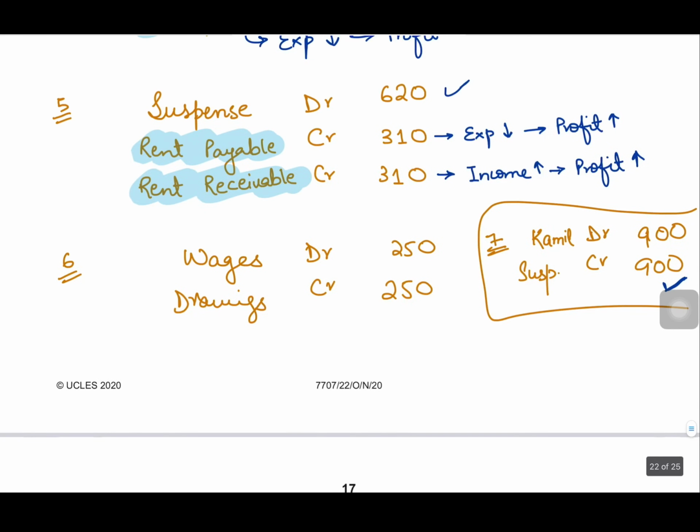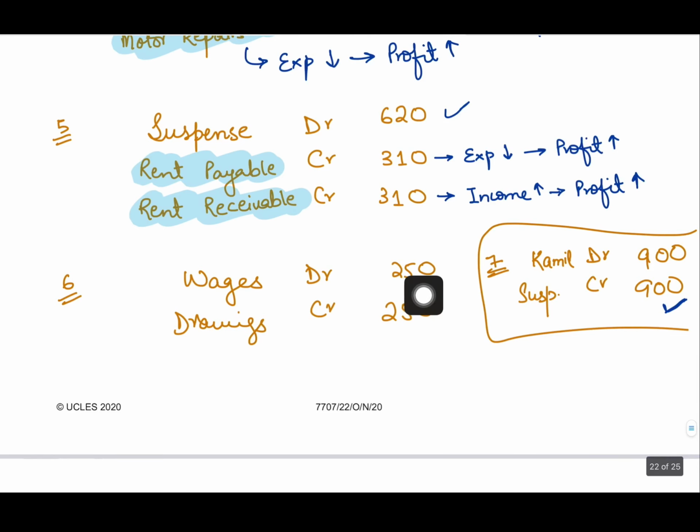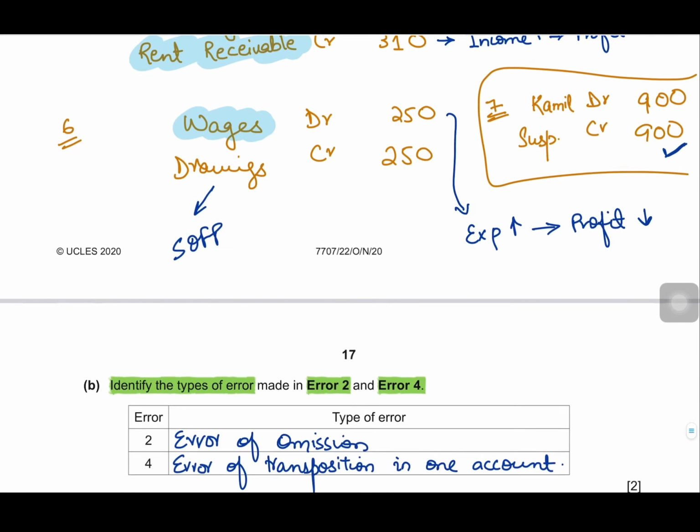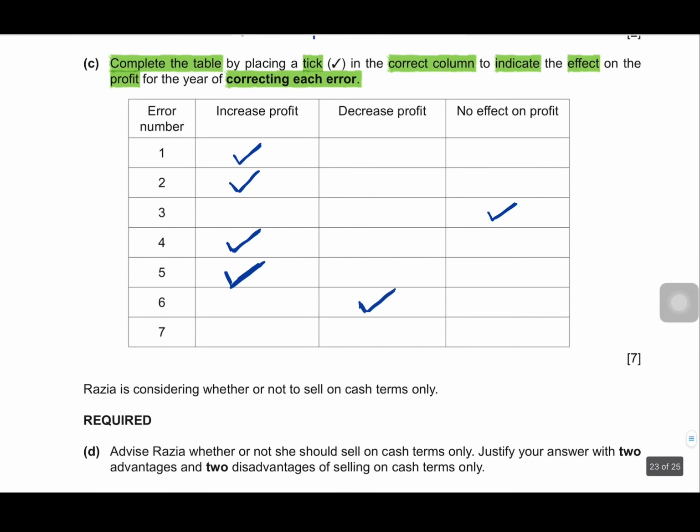Then error number 6. Okay, wages are being debited, so we know that wages is an expense. And drawings, we know that they appear in the statement of financial position. Now wages are being recognized as 250 because they are being debited, increasing an expense, because you remember we recorded wages in Razia's drawings account. So that is why we are correcting this error. Wages are now being debited. So this means that your expense will increase. Expenses have a debit nature. And this will do what? It will reduce your profit. By recognizing wages, your profit will decrease.